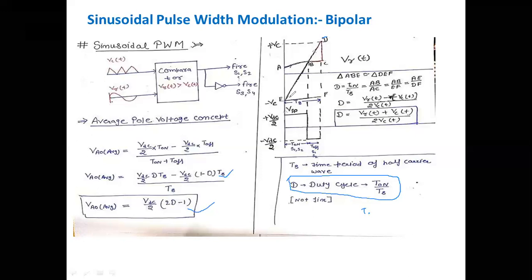Okay. Now what do I want to calculate? I want to calculate D. So what is D? D is T on upon Ts. If I want to write the T on time, the T on is AB. If I compare here, this is T on and Ts means this is AC, as we know that Ts is the complete cycle. So what I have written is D is equal to AB upon AC. So D we can write as AB upon AC.